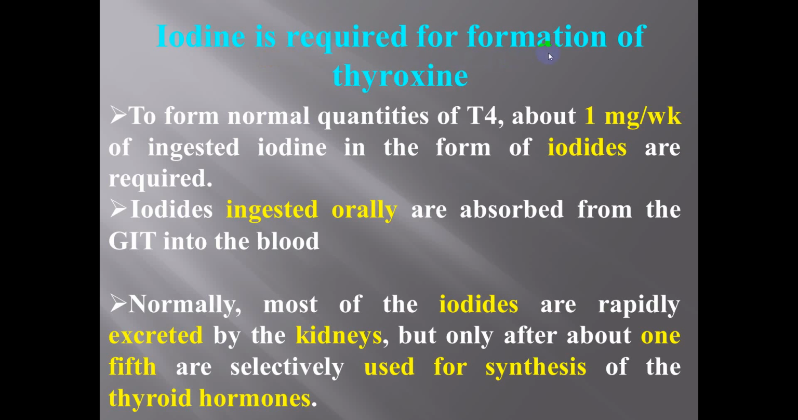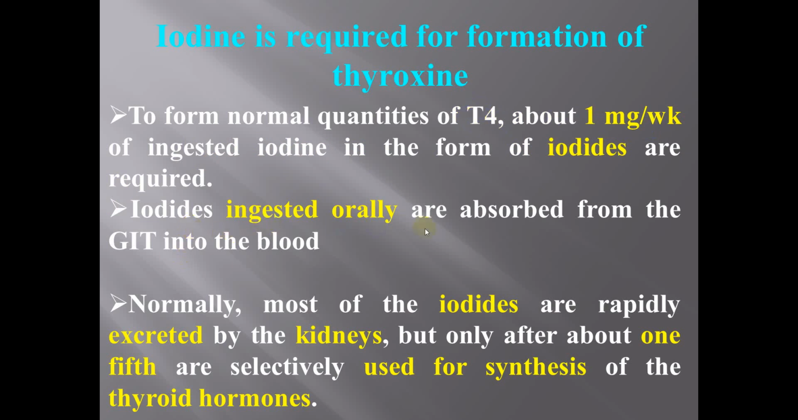Iodine is required for formation of thyroxine. إذا نحتاج الأيودين حتى يتم تصنيع الثيرويد هرمونز. To form normal quantities of T4 يعني thyroxine, about 1 milligram per week of ingested iodine in the form of iodides is required. إذا أحتاج أحصل على الأيودين بشكل iodides from food. Okay, from food ingestion. أحتاج بنسبة 1 milligram per week for synthesis of a normal value of thyroxine.